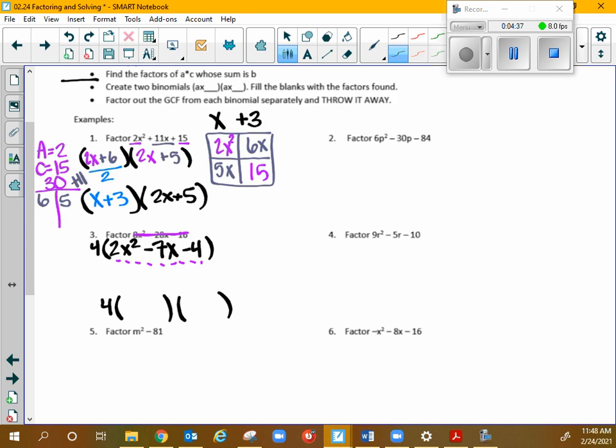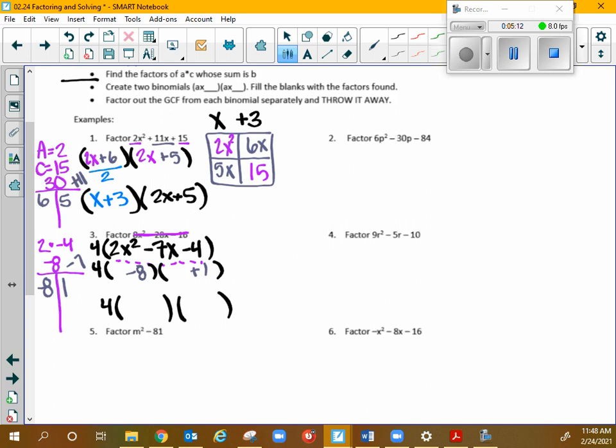All right, so let's do it. What's A? What's C? So I need factors of -8 that have a sum of what? -7. What two factors of -8 will give me -7? -8 and 1. In your factors, I'm going to simplify them. So I have my 4, and I'm going to put in my -8 and my +1.